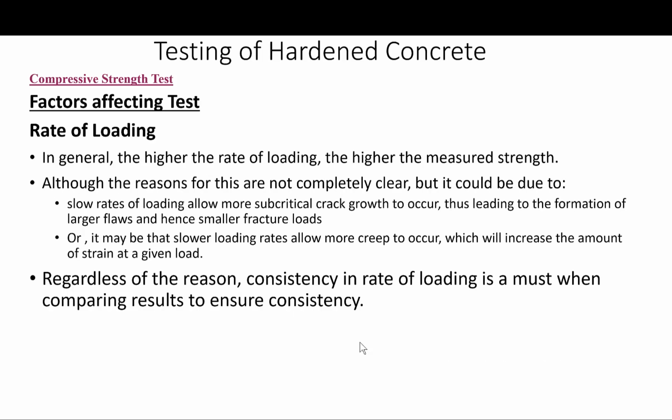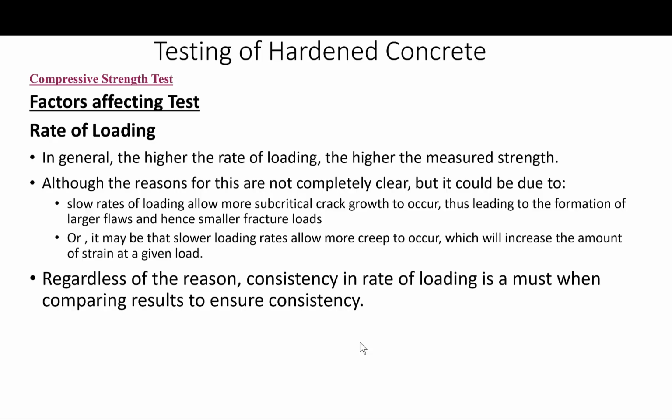The next factor is the rate of loading. In general, the higher the rate of loading, the higher the measured strength. The reasons for this are not completely clear. It may be that some slow rates of loading allow more subcritical crack growth to occur, leading to the formation of larger flaws and hence smaller fracture loads. This could be an explanation.